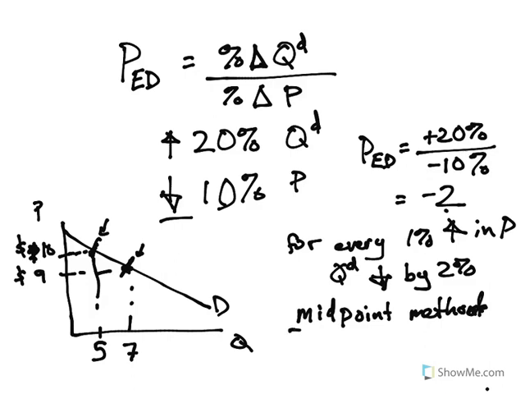But notice that word midpoint. It actually is telling us something. We are technically speaking not calculating the price elasticity of demand at either of these prices. When we use this method, we are calculating the price elasticity of demand at the price that is midway between those two prices. So technically, we will be calculating the price elasticity of demand at a price of $9.50. So let's go ahead and do that.